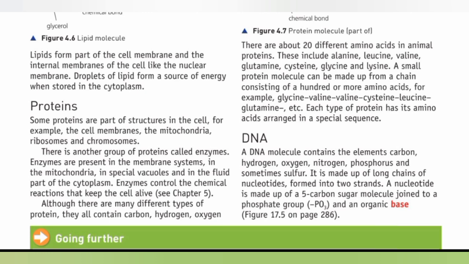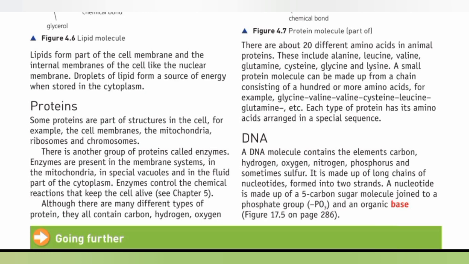Now we discuss the formation of proteins. When amino acids join together, they form a long chain. These chains then fold into complex shapes to form a complete protein molecule. The order or sequence of amino acids in the chain determines the structure of the protein and the function of the protein. Even a small change in the sequence of the amino acids can change how the protein works.